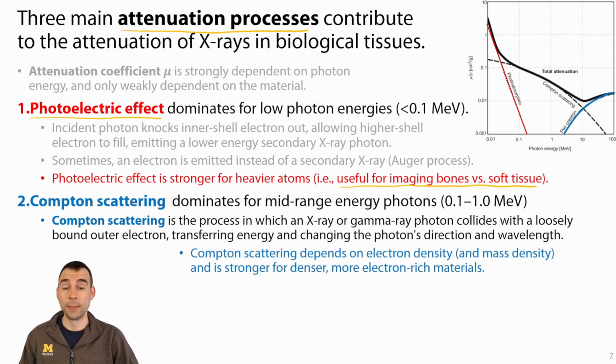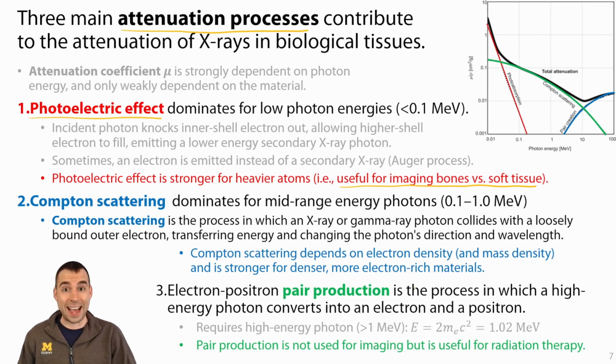Compton scattering involves an X-ray interacting with an electron in the sample such that the photon gives some of its energy and momentum to the electron without actually kicking it out of the material. And this Compton scattering dominates the attenuation processes for mid-range energies.